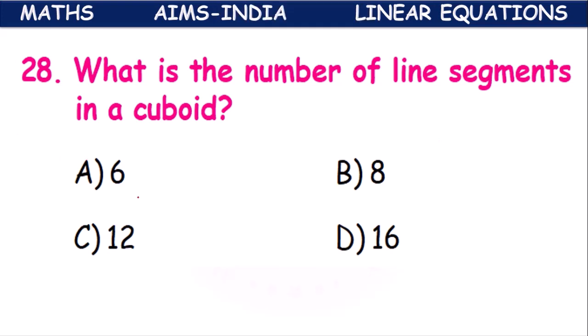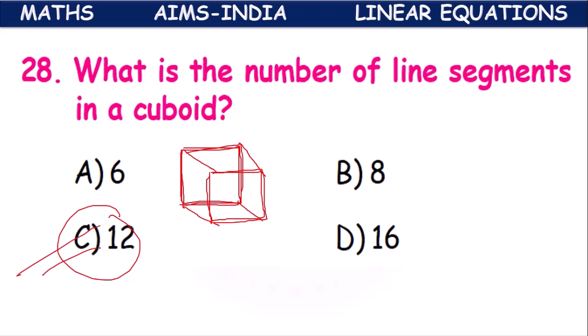What is the number of line segments in a cuboid? Cuboid means a square-shaped box. This one, four line segments. This one, four line segments, eight line segments, 9, 10, 11, 12. So total it will have 12 line segments. Cube will have 12 line segments.